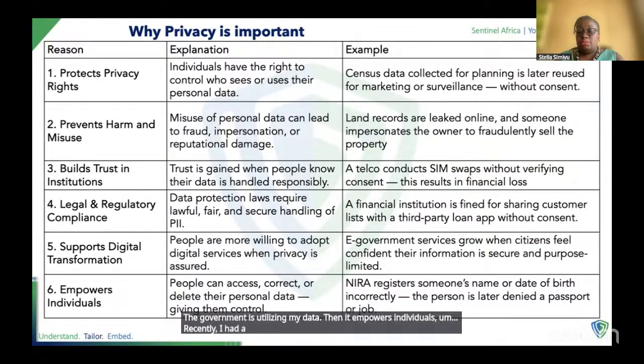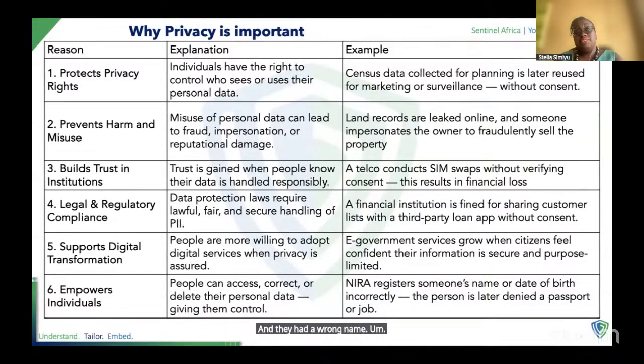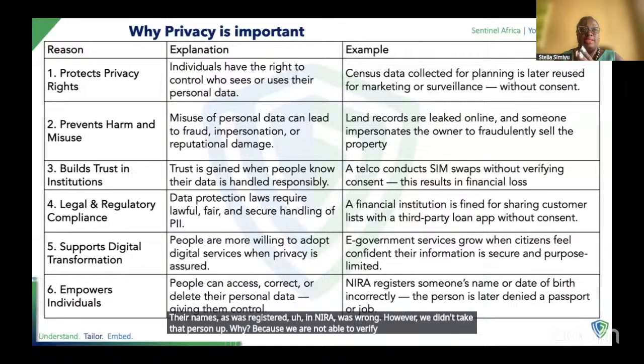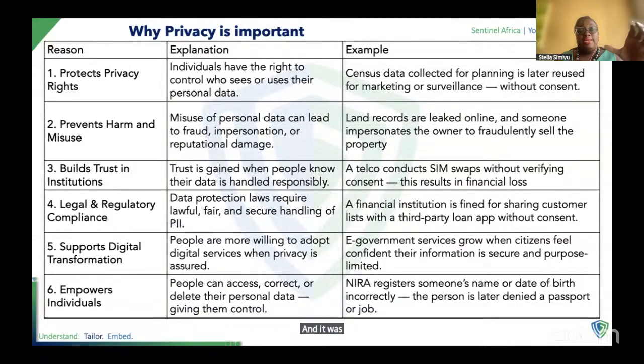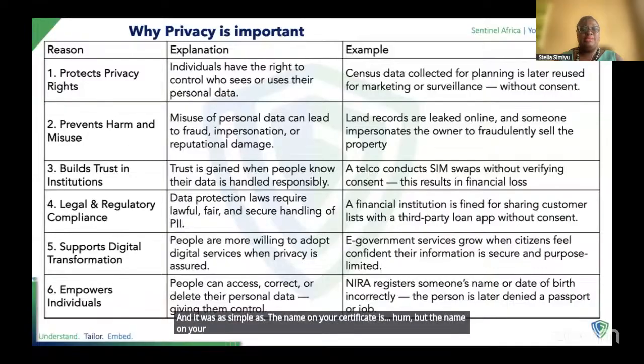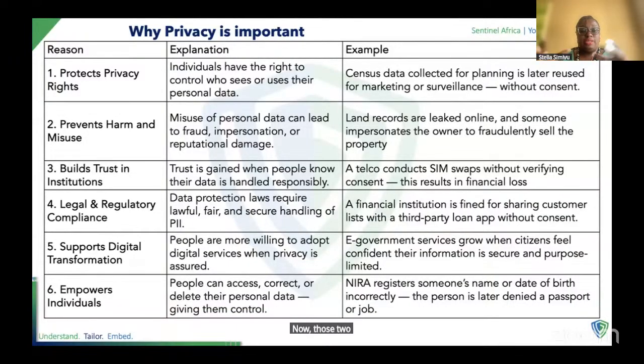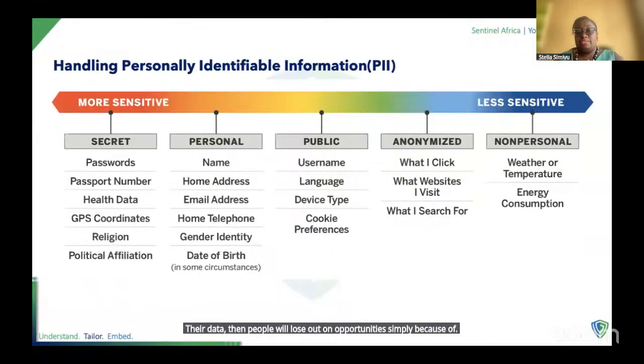Recently, I had a case of somebody who came in for a job and they had a wrong name. And they explained to us that their name as registered in NIRA was wrong. However, we didn't take that person up. Why? Because we are not able to verify what exactly they're telling us. And it was as simple as the name on your certificate is Ham, but the name on your NIRA is Humphrey. Now, those two names are different when it comes to verification of persons. So such kind of things, if we don't have a way in which people can correct their data, then people will lose out on opportunities simply because of privacy concerns.